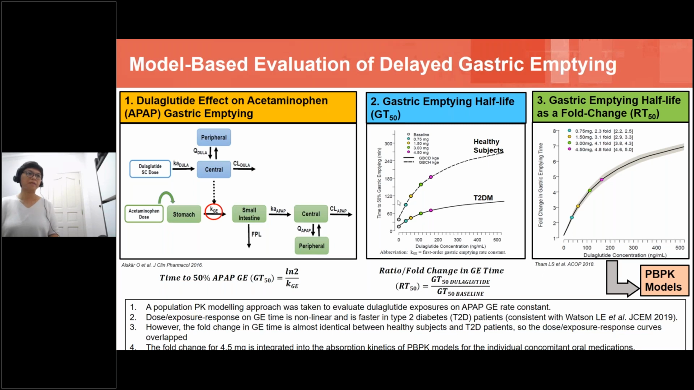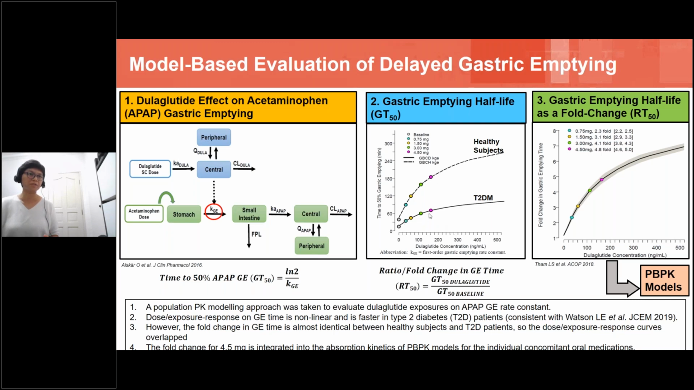And taking this time to 50% gastric emptying, we now have to find a way to implement this into a model, and a time parameter is difficult to implement into the PBPK model. So this work was actually done with one of our pharmacometrician colleagues, Karen Schneck. And what was done here is we converted this into a fold change or a ratio.